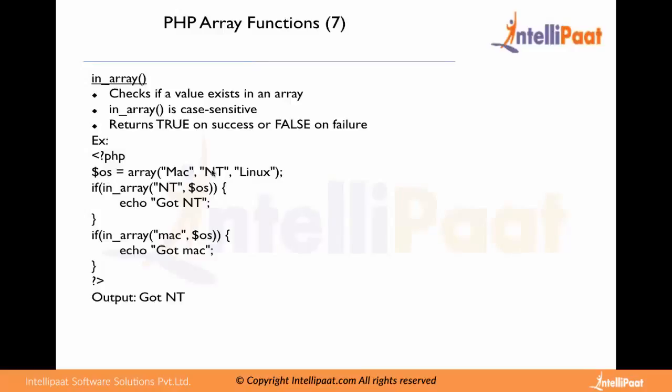So here I have an array which has three values, Mac, NT and Linux. And I am using the in_array function and passing the search key and this array. If this value exists in the array, it will give me true. If it does not exist in the array, it will return me false. So in the first condition I am checking NT, so NT is present, so it will give me the output got NT. In the second condition I am checking mac, this value still exists in the array, but in_array is case sensitive, so both are different because this one is in lower case and in the array M is in upper case. So it will give me false. If I write M in capital letter, then it will give me true.